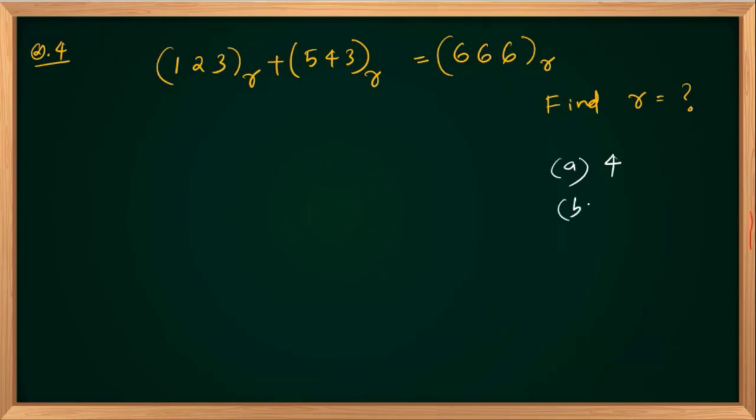4, 5, 7, none of the above. So you have one equation, left hand side and right hand side. They are matching. Equality sign is given. Equal. So the unknown value is R.